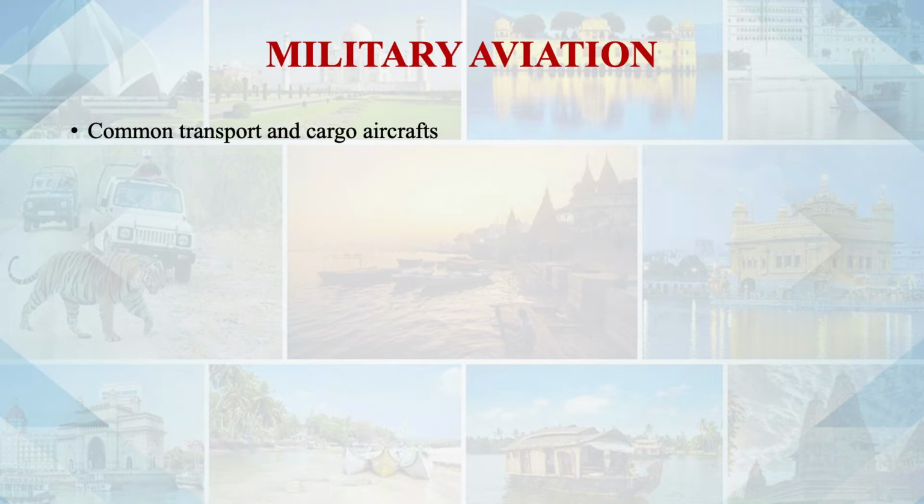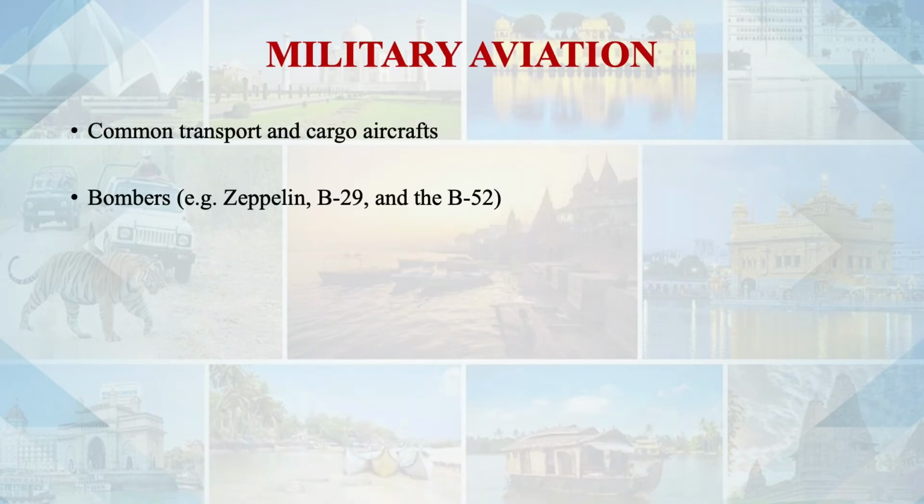Common transport and cargo aircraft are also used in the military. We have to carry arms and ammunition, people from one place to another to the war sites and all. So these aircraft are also required. Bombers are another kind of aircraft used. Zeppelin, B-29, B-58 are all examples of bombers. Helicopters are quite commonly used by the Air Force under military aviation. Many unmanned aerial vehicles are also used under military aviation. Military aviation is not in our syllabus, so we need not focus on that one. So this is an introduction about military aviation.